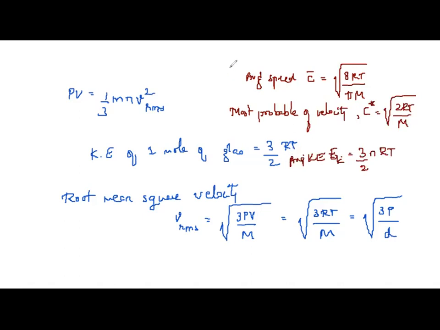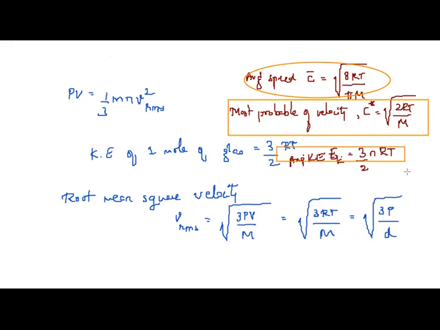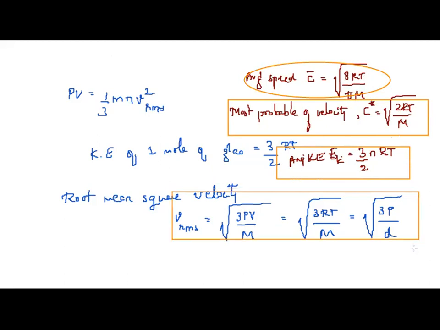These are the different formulae for calculating. This is for average speed. And this we have for most probable velocity. And this we have for average kinetic energy. And this is the equation for root mean square velocity. So with this, we will move on to the next part.